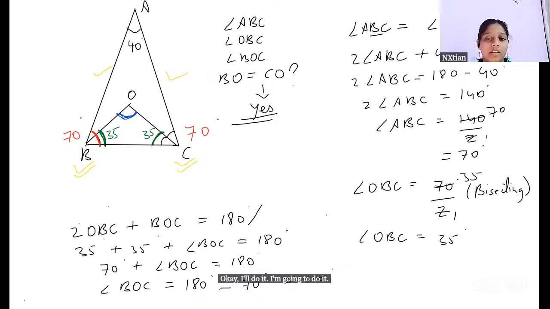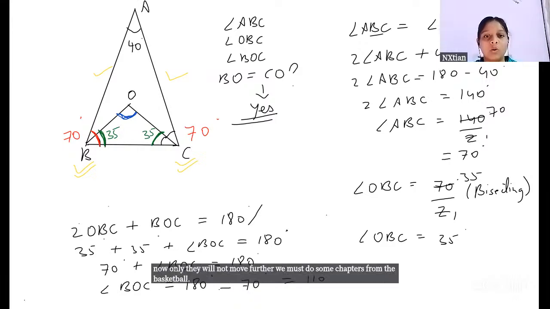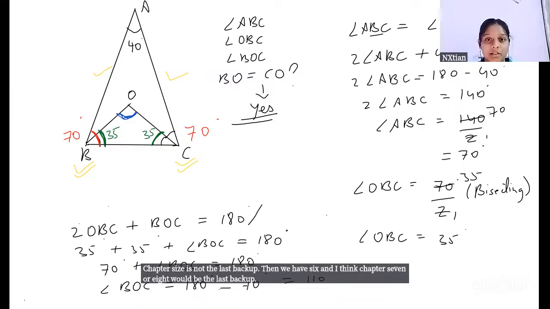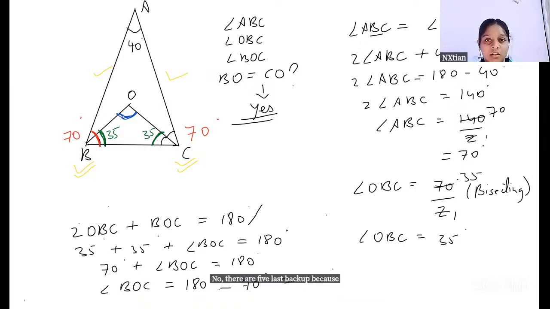So we'll do one thing: from now on we'll not move further. We'll first do some chapters from the backup. Okay, chapter 5 I'll take next. Ma'am, I'll revise this. Chapter 5 is not the last backup. Then we have 6, and I think chapter 7 or 8 would be the last backup. Ratio and proportion is the last backup because we did chapter 6 in that time. Ma'am, I think you can check on YouTube what backup I loaded.